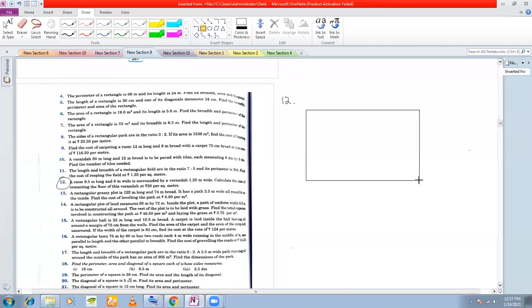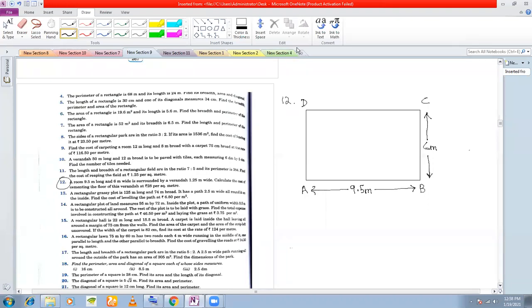You have a room, not a veranda, in fact. A room whose length is given. Let's call this rectangular room ABCD. It is 9.5 meters long, this is the length, and the breadth is 6 meters. It is surrounded by a veranda 1.25 meters wide.